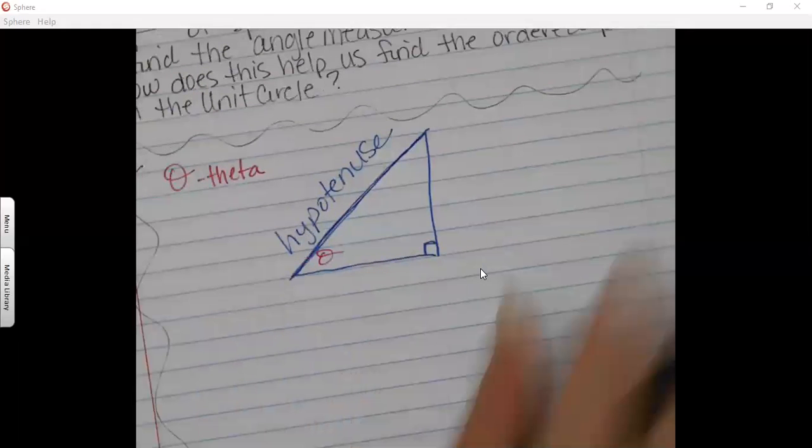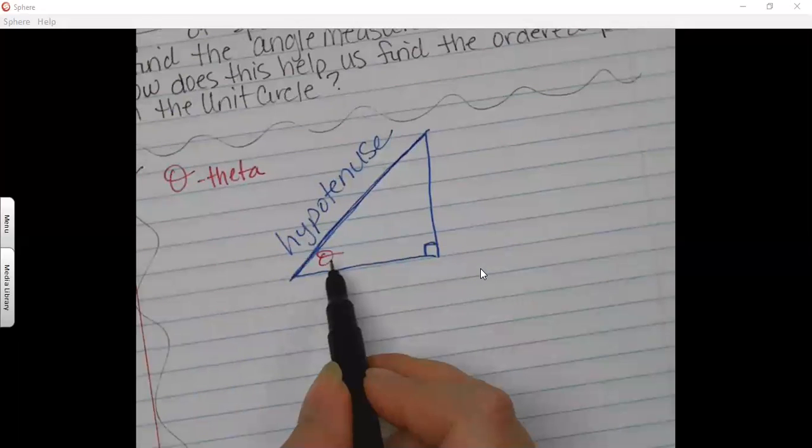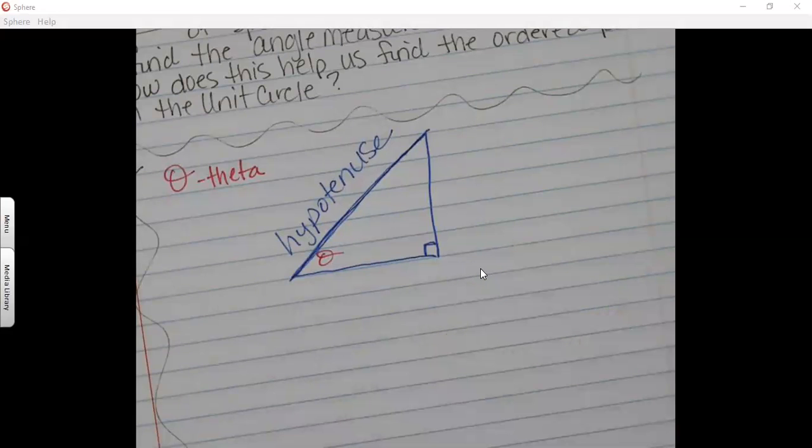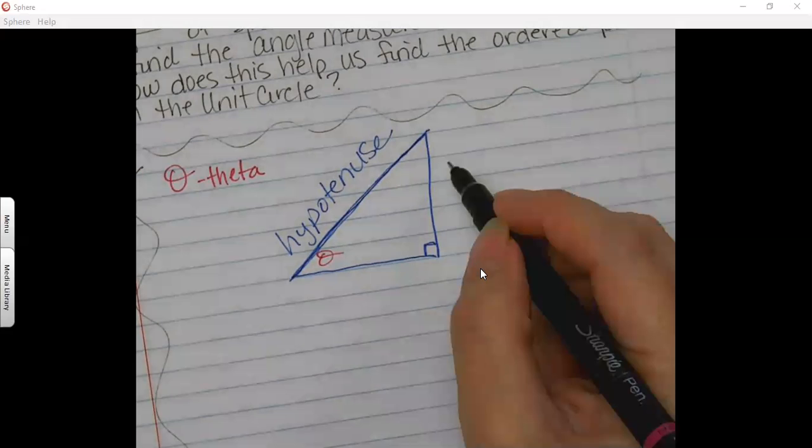So if I'm referring to the theta, what would this side be called? You have your adjacent side, your opposite side, and your hypotenuse. We already labeled the hypotenuse, has nothing to do with theta. It's always the leg directly across from the right angle, right? So if I'm referring to my theta, that's the angle I'm talking about, what would this side be called? This leg, would it be the adjacent leg to theta, or would it be opposite of theta? Opposite.